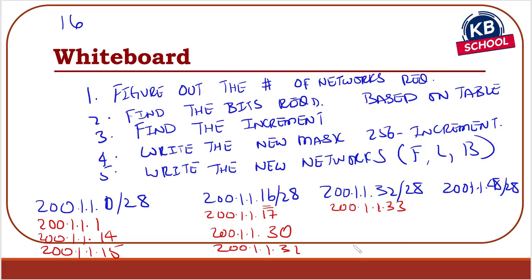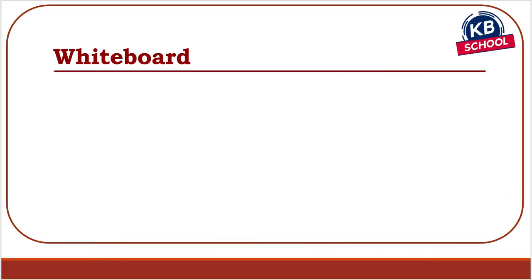133, 1 more than the network. 1 less than the next increment, which is 47. And 1 less than the broadcast is your last usable address, and so on and so forth. All right, that is subnetting.